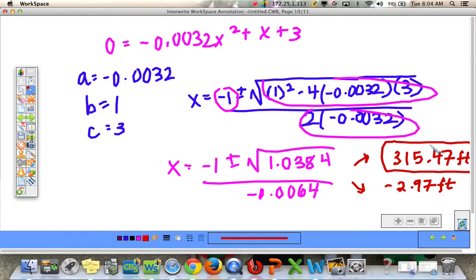So today is just practicing. Can you plug into your quadratic formula and find the answers? And we'll practice applying quadratic formula and also simplifying radicals in the following days.